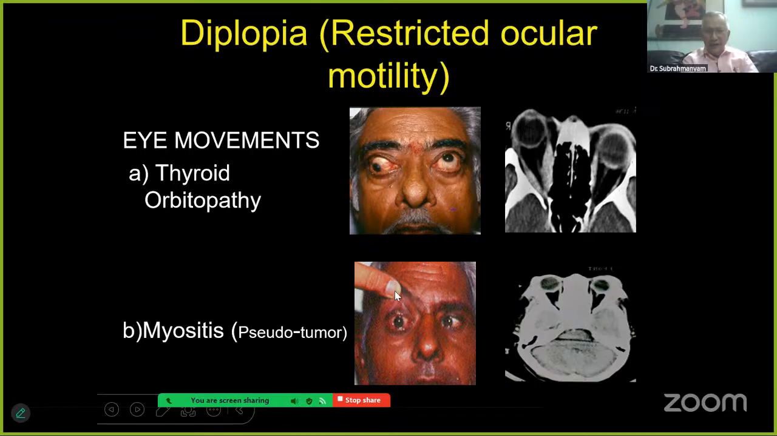So here is a case of myositis with motility restriction. Abduction is restricted, and the CT scan shows enlarged extraocular muscles, the lateral rectus on both sides, with involvement of the gland also, with contrast enhancement. Whereas in thyroid orbitopathy, the tendons are spared.